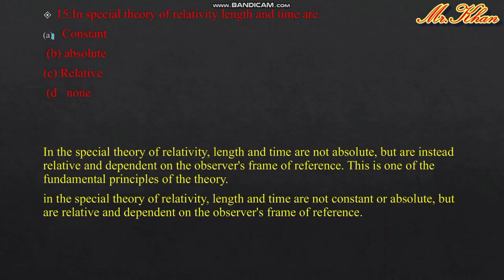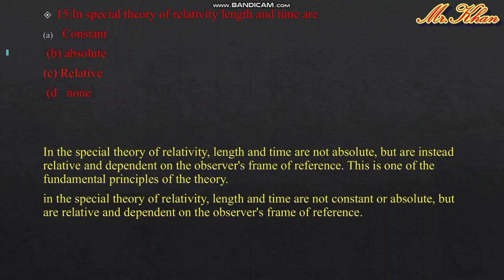Question 15. In the special theory of relativity, length and time are: A. Constant, B. Absolute, C. Relative, D. None. In the special theory of relativity, length and time are not absolute, but are instead relative and dependent on the observer's frame of reference. This is one of the fundamental principles of the theory.